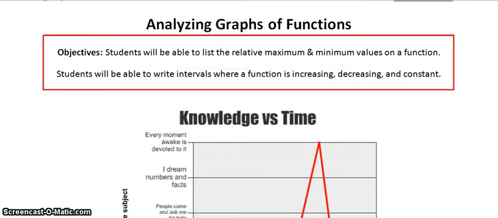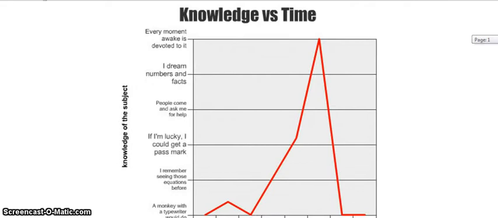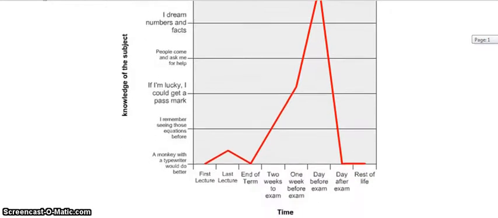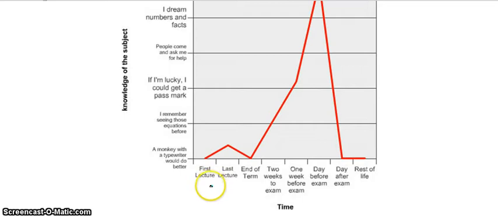In order to dig deep into the meaning of these objectives, I want to take a look at this graph that we should all be maybe too familiar with, and that's the graph of knowledge versus time. So on one axis, or the x-axis, you have time. So time could be the first time you are introduced to material in a lecture, or 2 weeks before an exam, or the day after an exam.